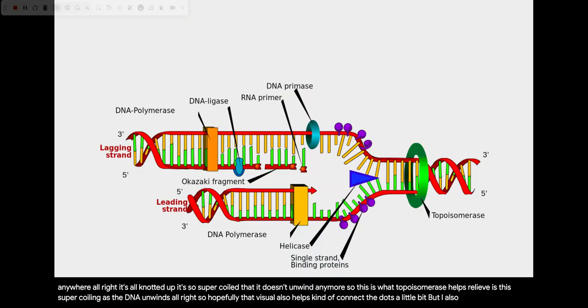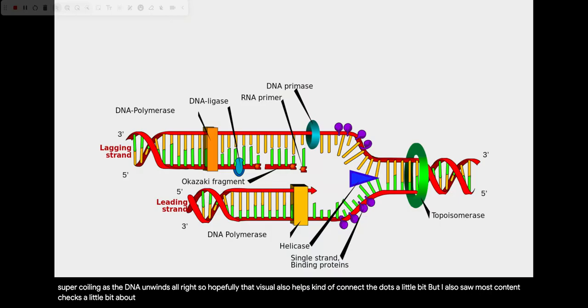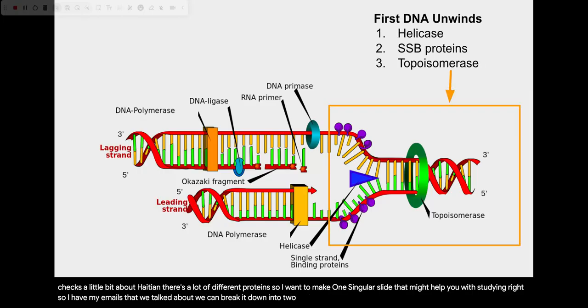I also saw in those content checks that there's a lot to understand with DNA replication. There are a lot of different proteins. So I want to make one singular slide that might help you with studying. I have my image here. It contains almost all of the proteins that we talked about. We can break it down into 2 steps. The DNA is going to unwind, which takes up the first 3 proteins: helicase, single-stranded binding proteins, and topoisomerase, all listed in my orange box here.